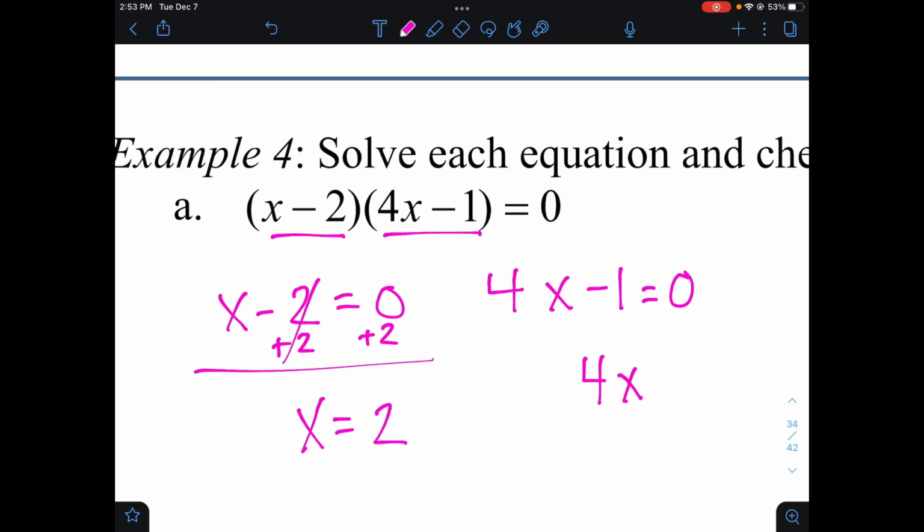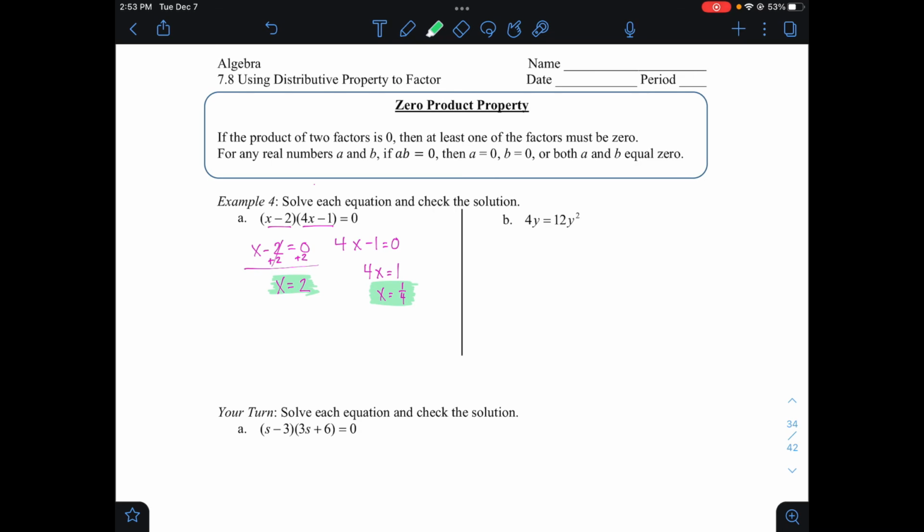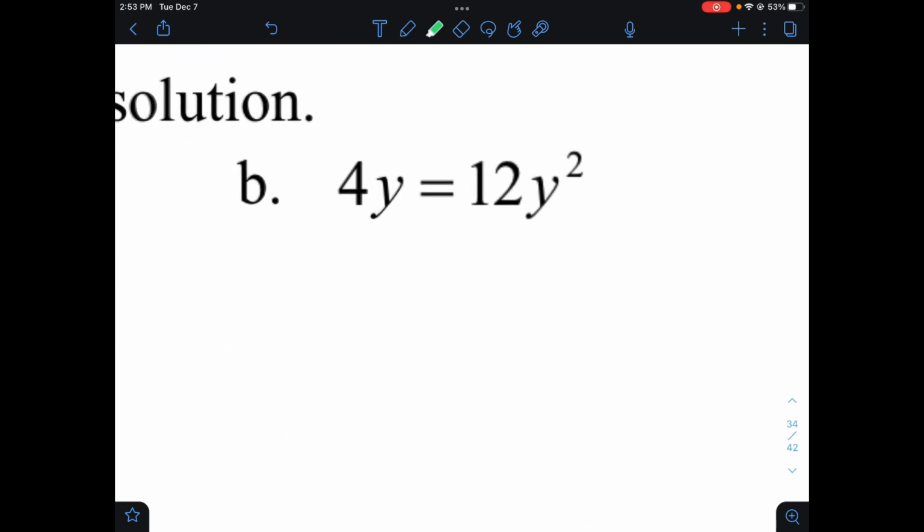And over here I have to add 1. So 4x equals a positive 1. And divide both sides by 4, so x is 1/4. So we have two different answers, which is fine. We have x is equal to 2 and x is equal to 1/4. And this right here is going to help us when we are solving our trinomials in the next lesson.